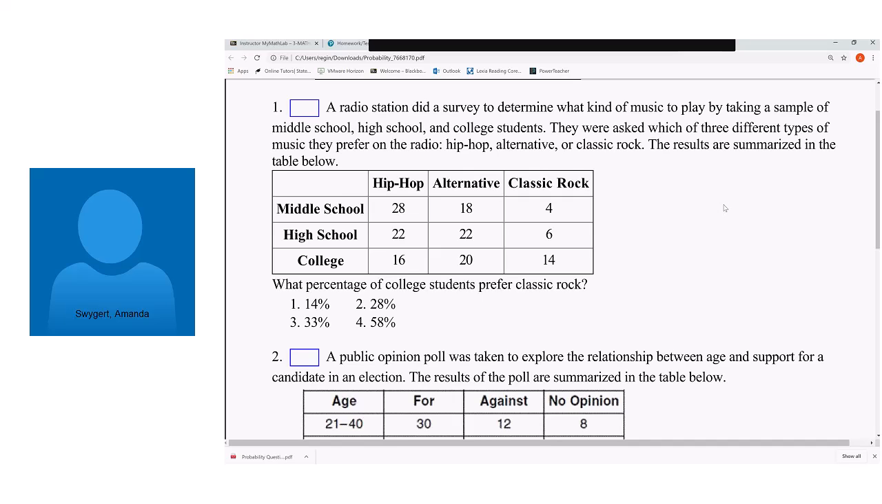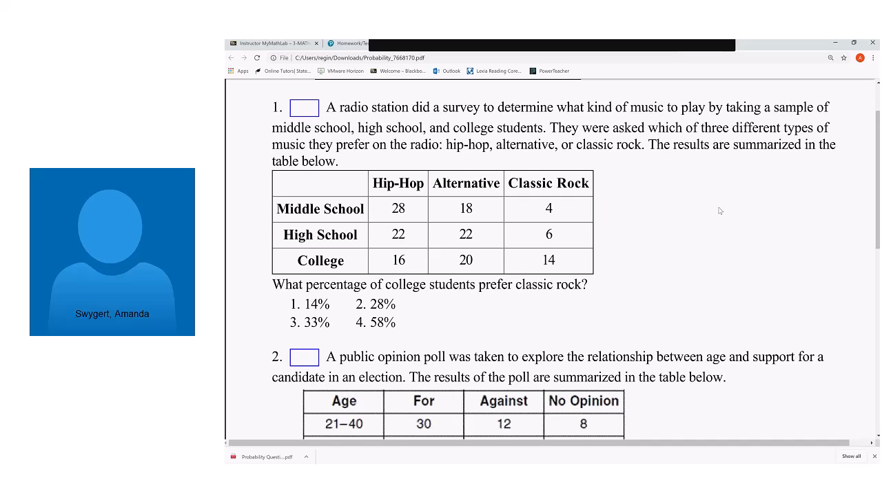If you're reading the table correctly, how many high school students chose alternative? 22. Good. How many classic rock choices came from college students? 14. Very good. Okay, so this is how you can properly read the table.